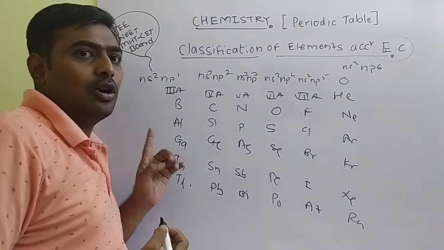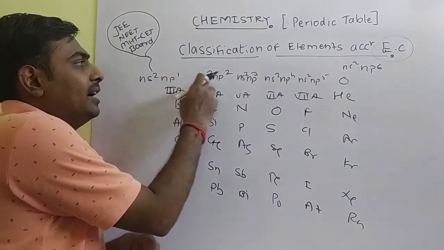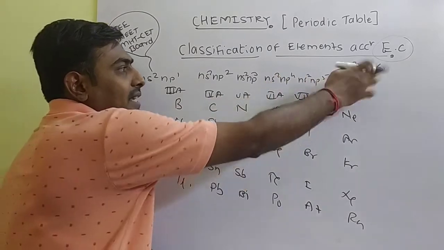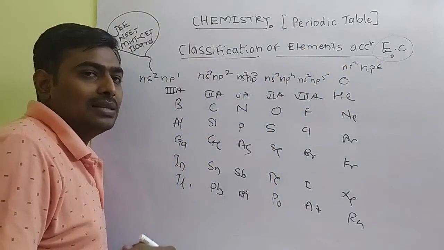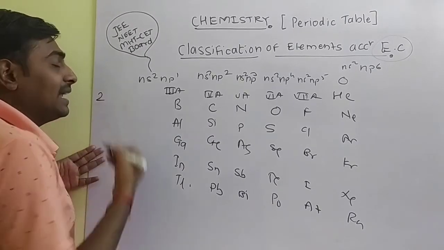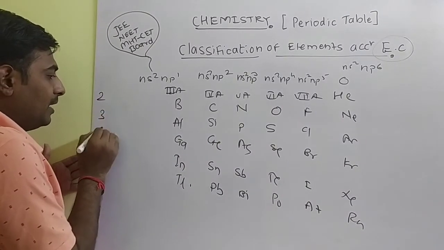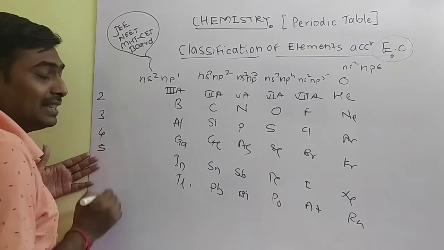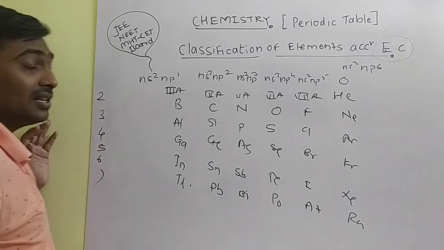What it means? One electron is added in the p orbital system. 1, 2, 3, 4, 5, 6. Like this, the p orbital is completed. So when you are saying that boron is present in the second period, this is your third period, fourth period, fifth period, and sixth period. Like this, up to the seventh period, elements are there.